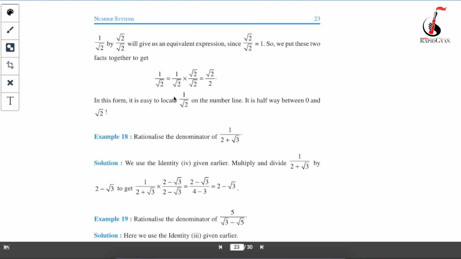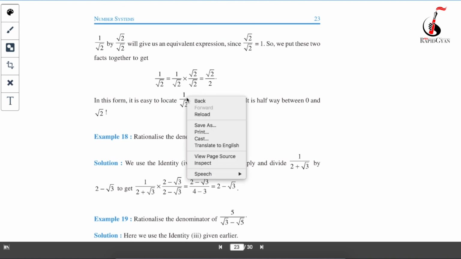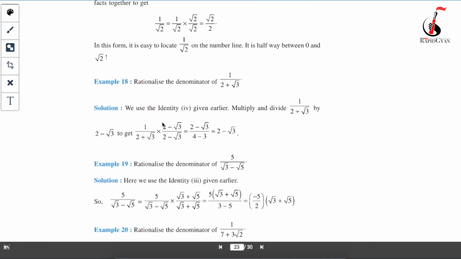See, this is your answer. Okay beta. Now this is the question: rationalize the denominator 1 upon 2 plus root 3. Okay, let's solve this. 1 upon 2 plus root 3.